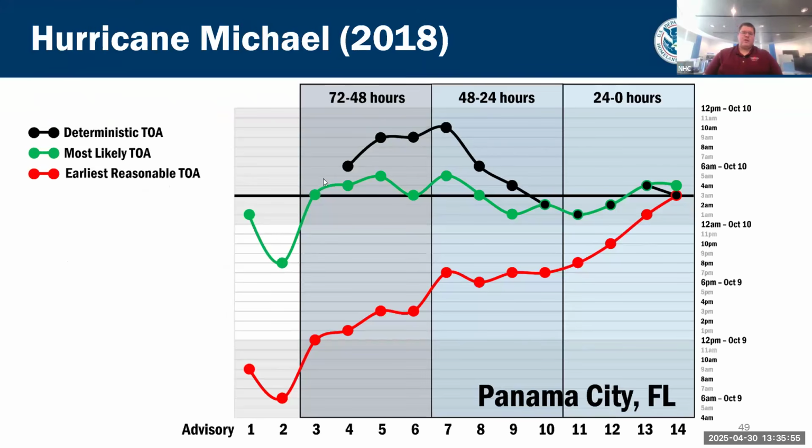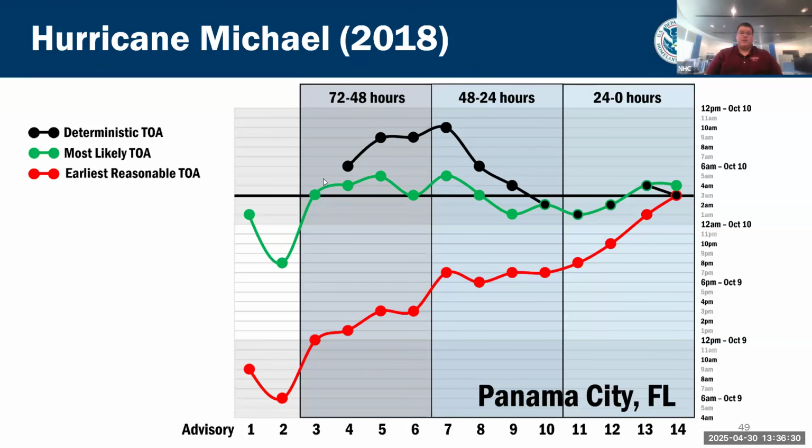So the red is always going to be the earliest reasonable time of arrival. Basically, you have no risk. You need to complete your preparations by this time. The green is going to be your most likely, so a 50-50 shot of whether tropical storm force winds will be impacting your area at that time, and how it moves through each advisory. And then the deterministic is that black line, so that's the official forecast. And then the black horizontal line is actually when, for this example, Panama City experienced tropical storm force winds.